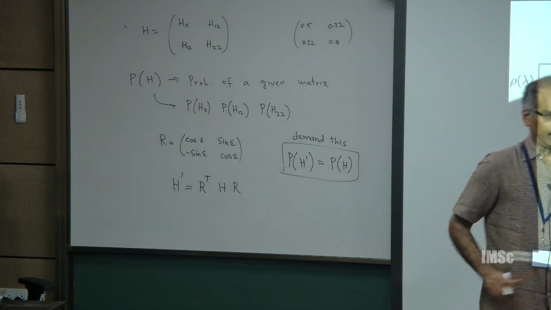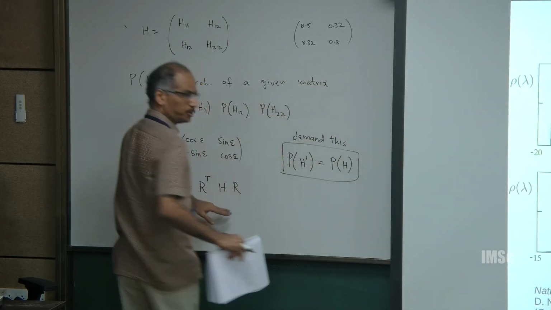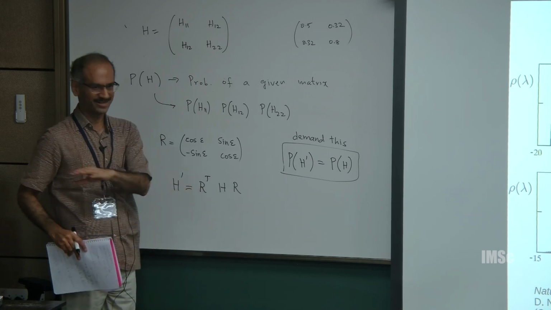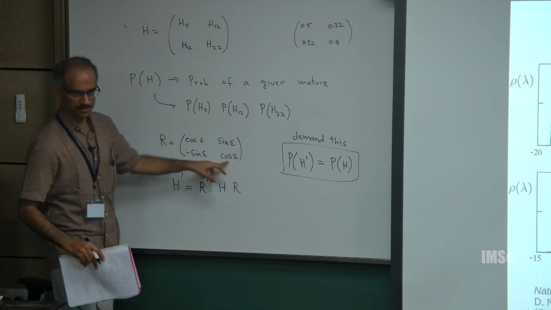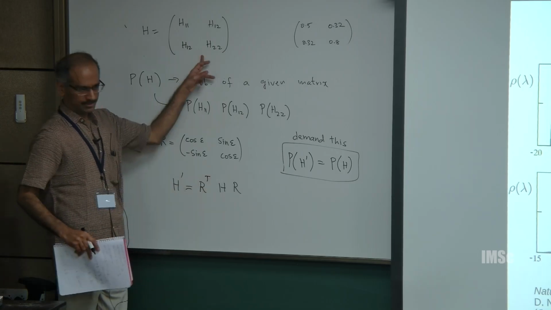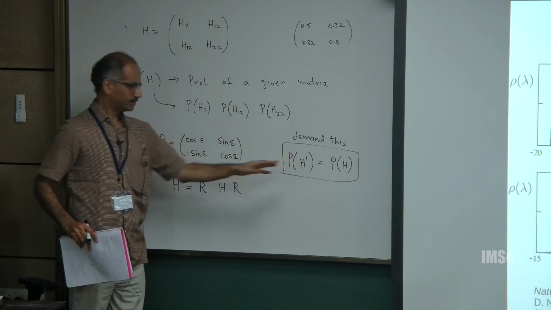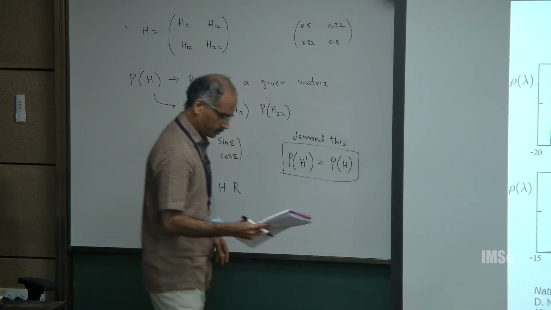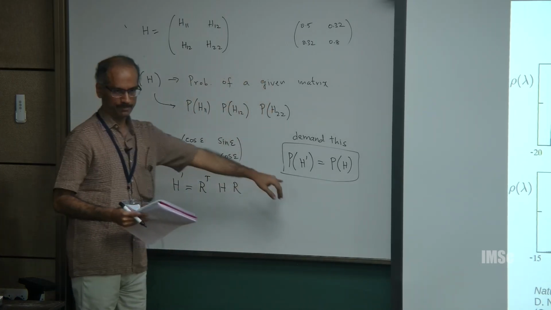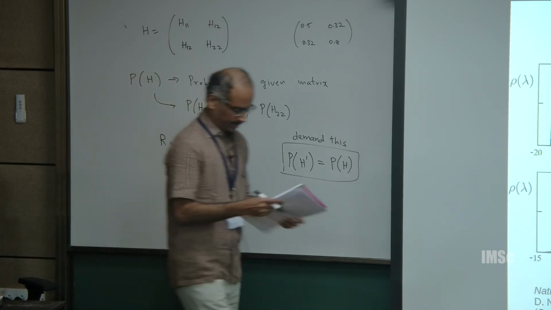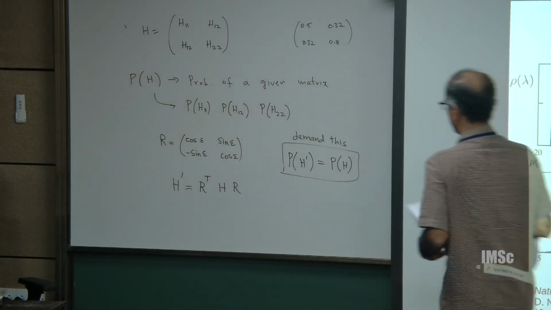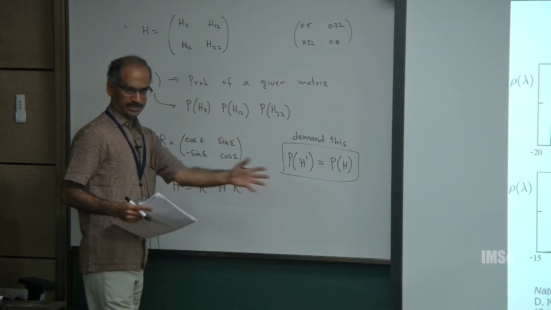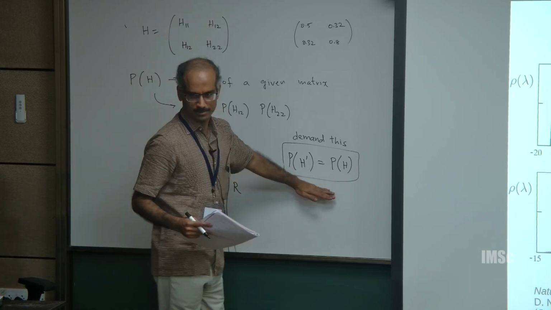And if you demand this invariance in probability, this is the kind of calculation you can actually go through. But in the interest of time, I won't do it. You can calculate R transpose H R, multiplying all the 3 matrices, and calculate what H prime is. You can also calculate P of H prime, and so on. Again, it will take me at least 15 minutes to go through all the matrix multiplications.